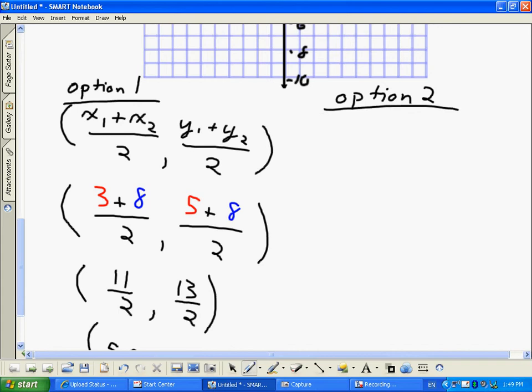Option 2. The equation goes like this: X plus run divided by 2, Y plus the rise divided by 2. Oh, that's way too hard.